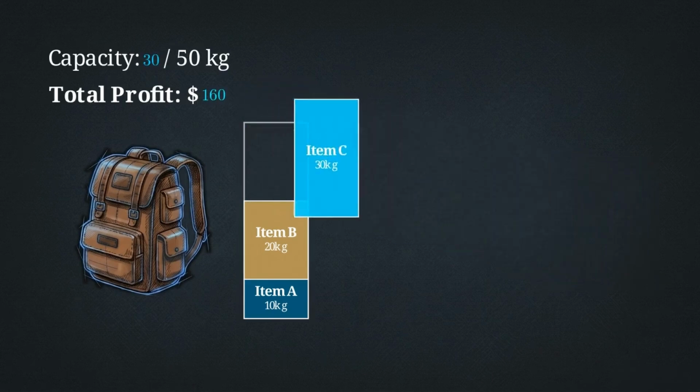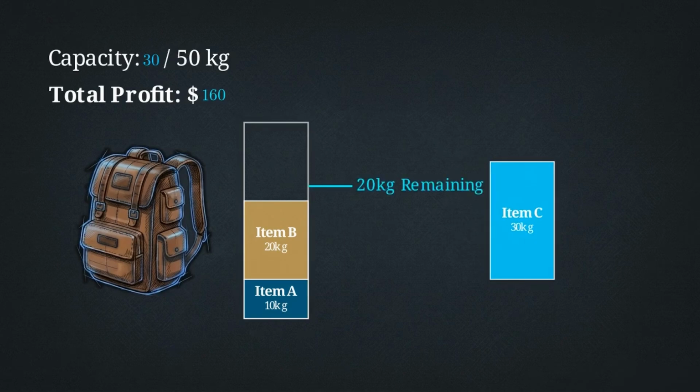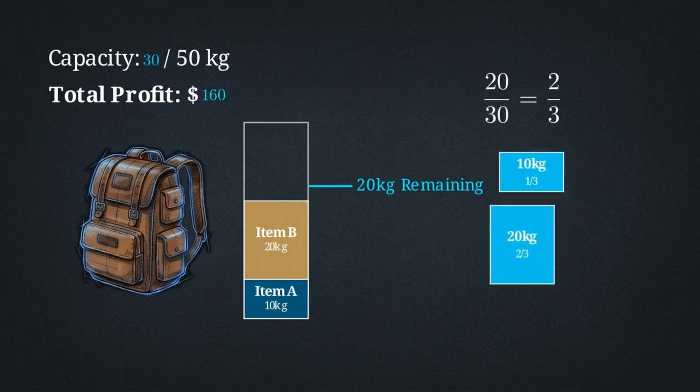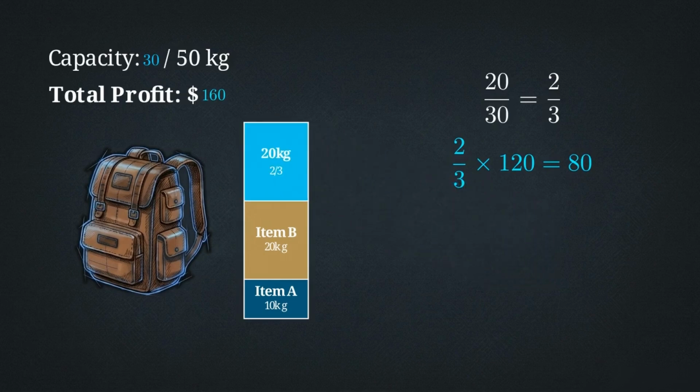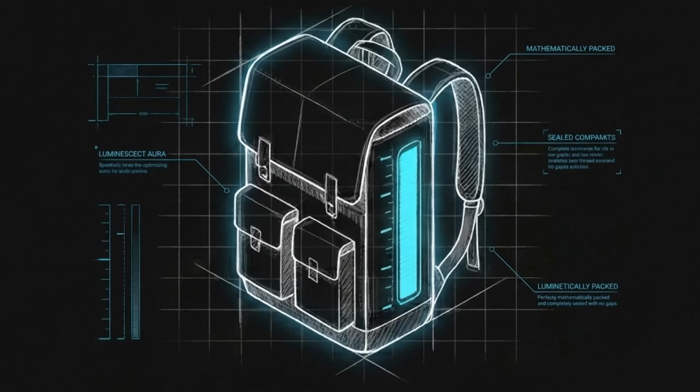Finally, item C is 30 kilograms, but with only 20 kilograms left, it won't fit. In a fractional knapsack, we break items. Dividing our remaining 20 kilograms by the item's 30 kilogram weight means we need 2/3. Multiplying 2/3 by C's $120 profit yields $80. Added to our tally, we hit the maximum profit, $240. Calculating the precise fraction of the final item ensures zero capacity is wasted.